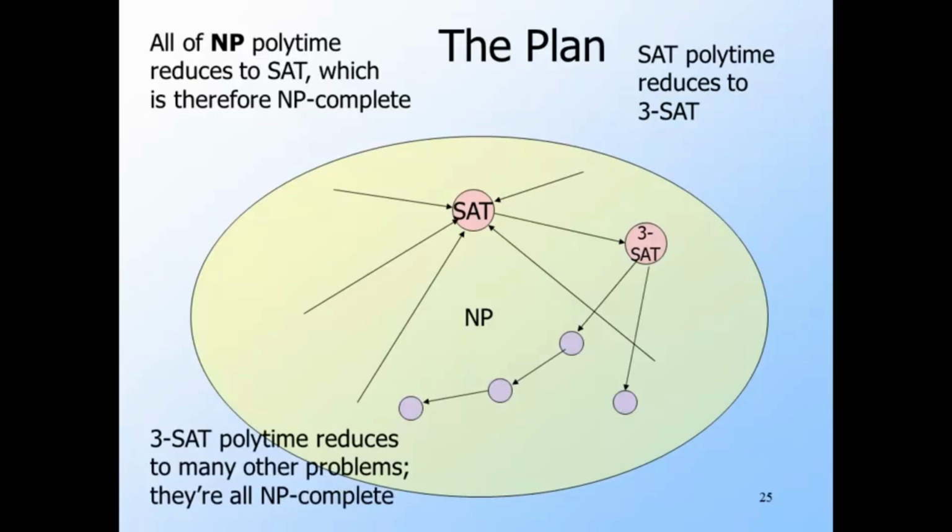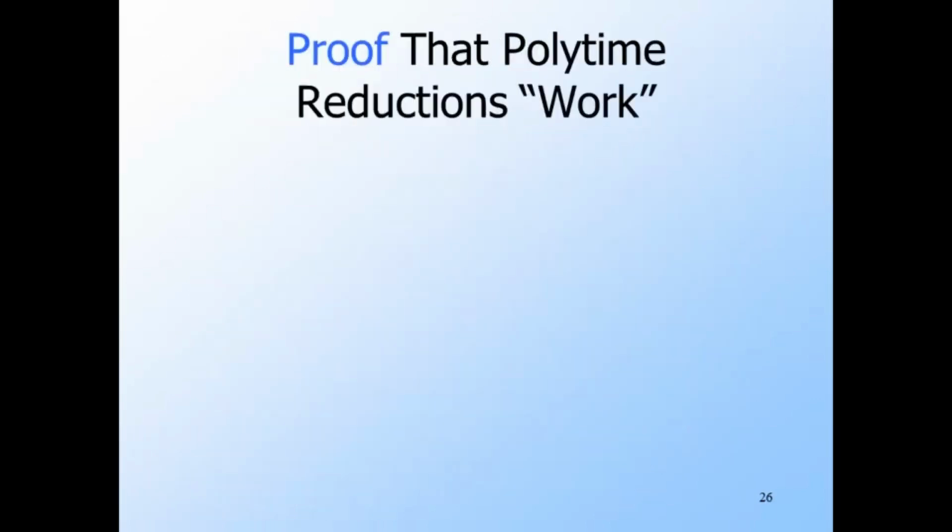Then from 3-SAT we do polytime reductions to many other problems, either directly or indirectly. Each problem we can reach from SAT by a chain of polytime reductions is thus proved NP-complete. But before we embark on this quest, let's make sure that polynomial time reductions work in the sense that they let us draw the desired conclusion about all of NP reducing to the target problem.